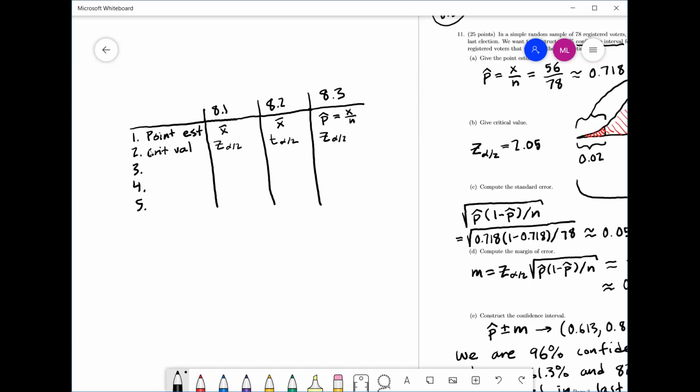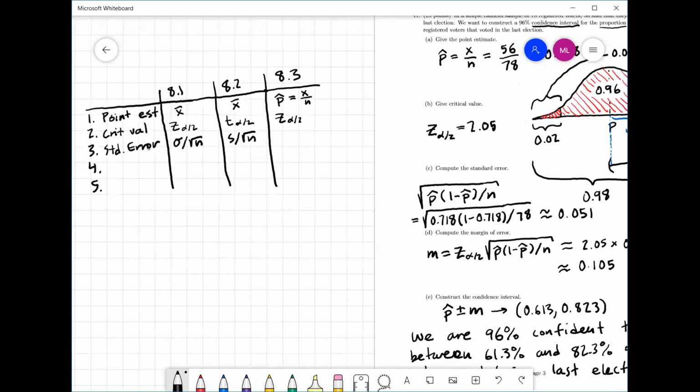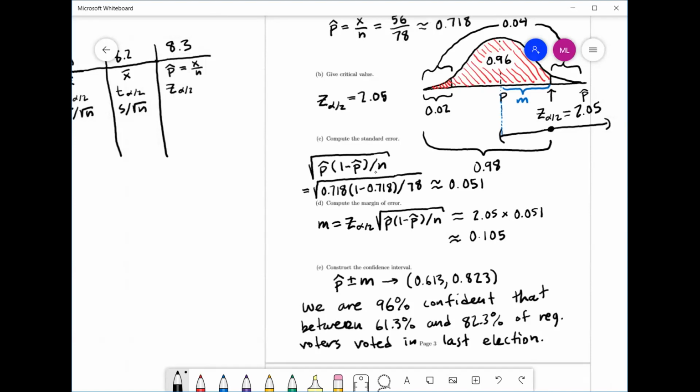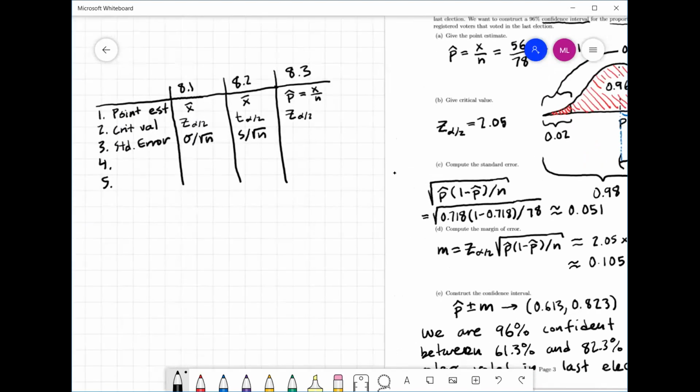For step number 3, that's where we want to find our standard error. And again, this is the main formula that changes. In 8.1, it's sigma over the square root of n. In 8.2, it's s over the square root of n. And in 8.3, it's that formula that we just did right here. So the square root of p hat times 1 minus p hat divided by n. All of that in a square root.